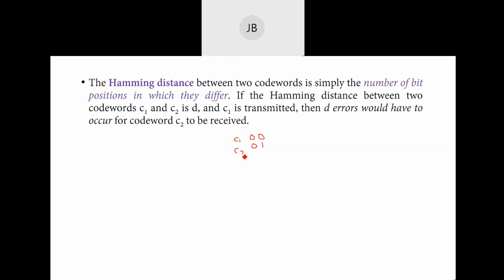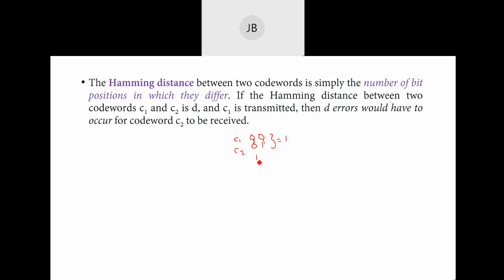In this case, what is the Hamming distance? How do you find that out? We will compare the bits this way. For 0 and 0, there is no change. 0 and 1, there is a change. So there is one change in these two code words.